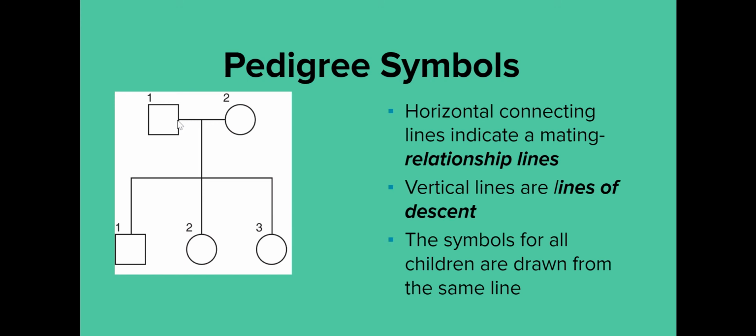Lines. So this horizontal line going from this square to this circle means that there was a partnership between these two people, which resulted in mating and the production of offspring. This vertical line is a line of descent. There were 3 children in generation 2, 1 male and 2 females, who are connected through this one line. So all siblings, full siblings, should be drawn from the same line.